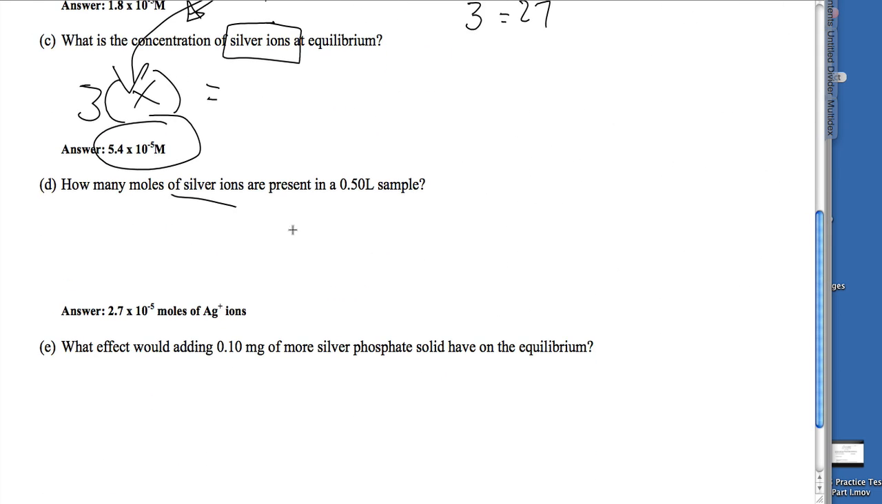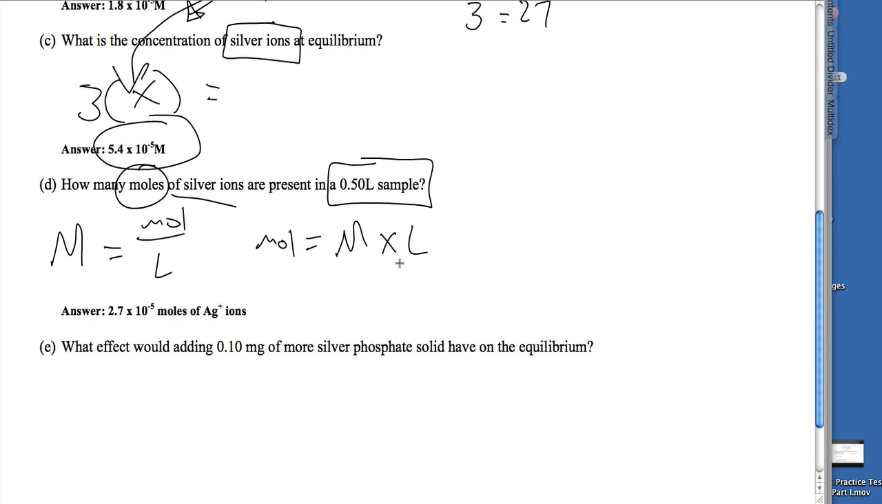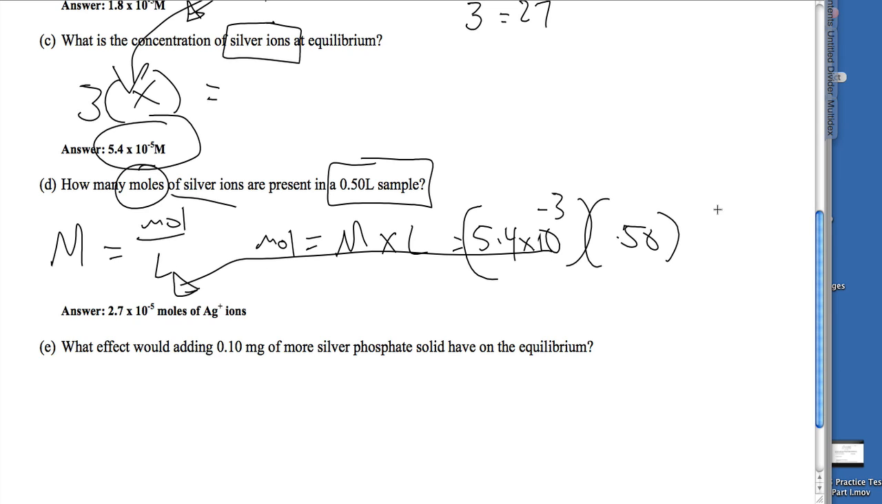Now they want to know how many moles of silver ion are present in a 0.5 liter sample. So the relationship between molarity, moles, and liters is as follows. Molarity equals moles over liters. Therefore, moles equals molarity times liters. Got the molarity up here, so that's 5.4 times 10 to the minus third. And they gave you the liters, 0.50. And that's going to equal that.